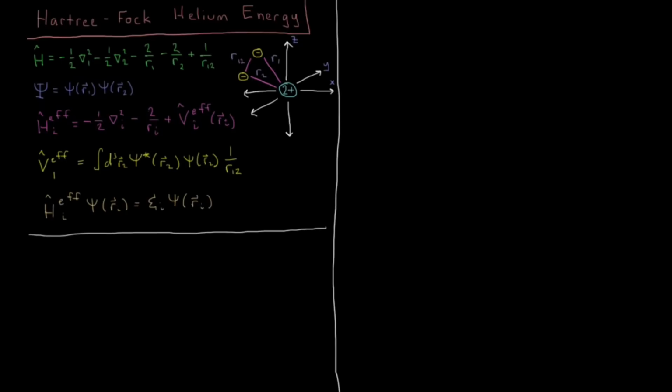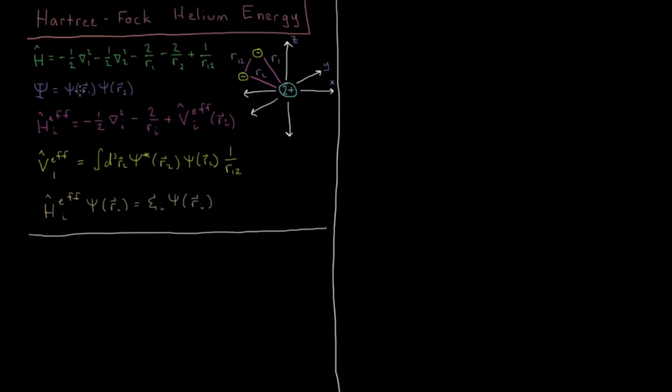Continuing on with Hartree-Fock, let's look at the energy of the helium atom. So again, our Hamiltonian has 5 terms. We have kinetic energy of electron 1, kinetic energy of electron 2, attraction of electron 1 to the nucleus, attraction of electron 2 to the nucleus, and the repulsion of the 2 electrons from each other. Our total wave function is a product of these two one-electron wave functions.